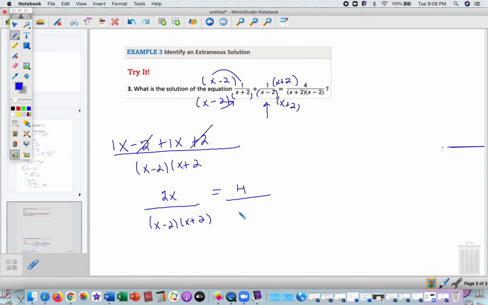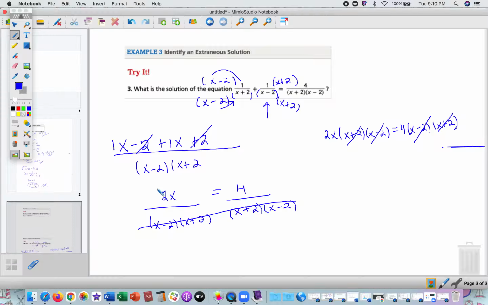And we have 4 over quantity x plus 2 times x minus 2. And we can cancel these denominators out. And the reason for that is if we were to cross multiply, right, we'd have 2x times x plus 2 times x minus 2. And then on the other diagonal, we would have 4 times x minus 2 times x plus 2. And we could divide out x plus 2, x minus 2 on both sides, and you'd still end up with 4 equals 2x.